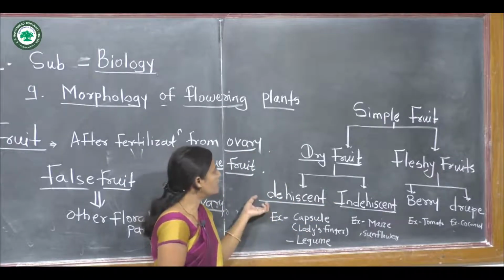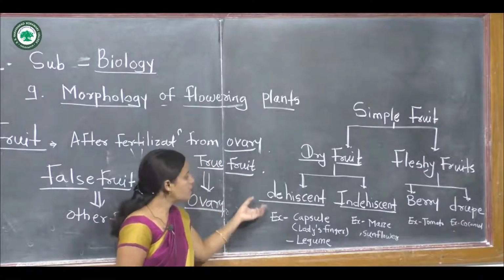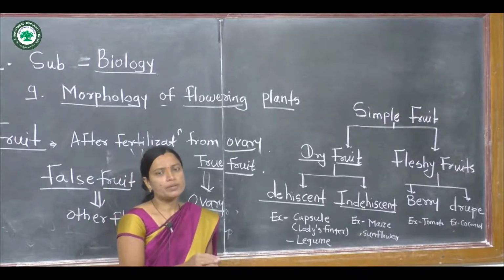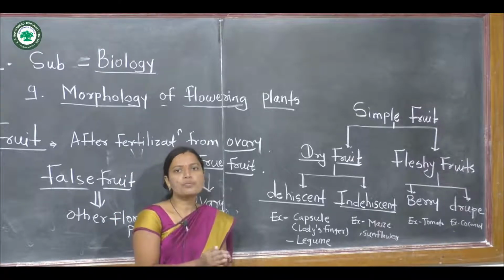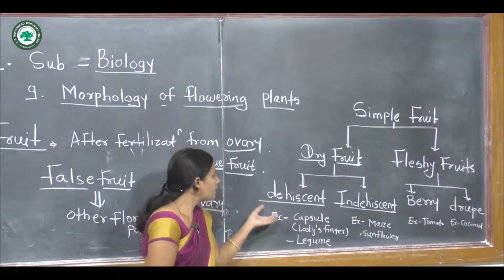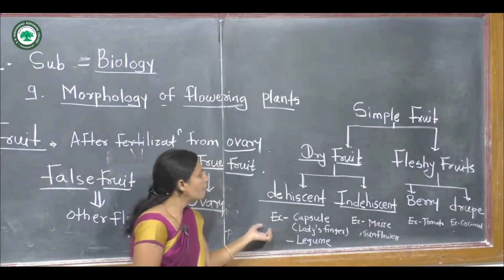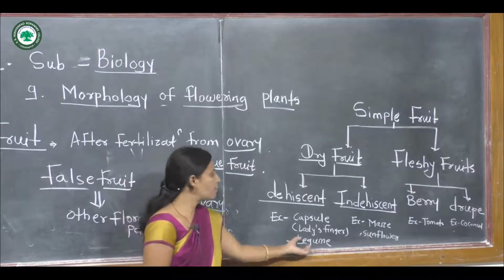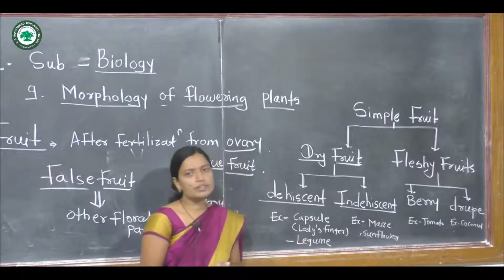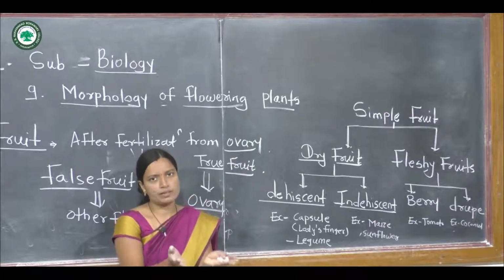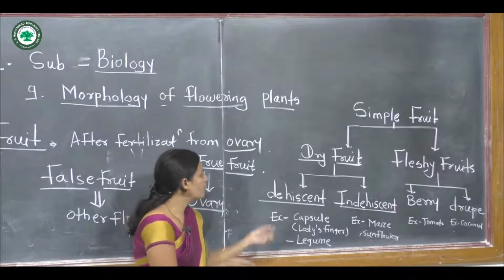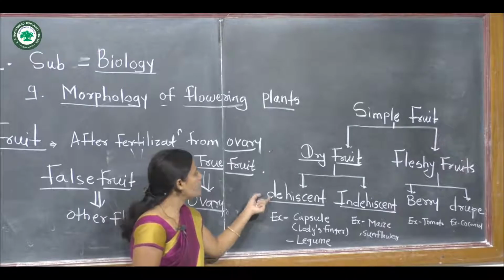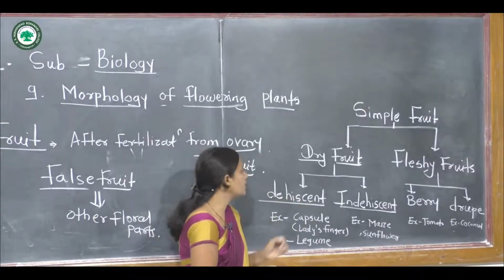First, let us discuss dehiscent fruits. Dehiscent fruits break open. When the fruit matures, after maturation the fruit breaks. For example, the capsule of lady's finger and legumes like pea: after maturity, the pods break. This type of fruit is called a dehiscent fruit.